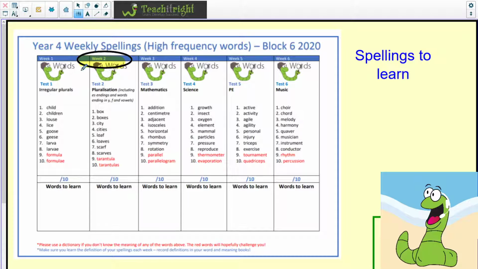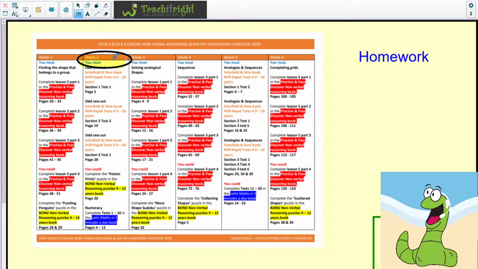Would ask you please to learn week 2's spellings. Those are more plurals to learn, but for words ending in Y, F and different vowels. So please do have a go at those for us. And then homework-wise, you're then on to look at week 2's. And you're going to be focusing on odd one out, but in your Rapid Schofield and Sims Test 4 book for 9 and 10 years. So please do those. And there'll be a review video that will go through, of course, all of those answers for you.